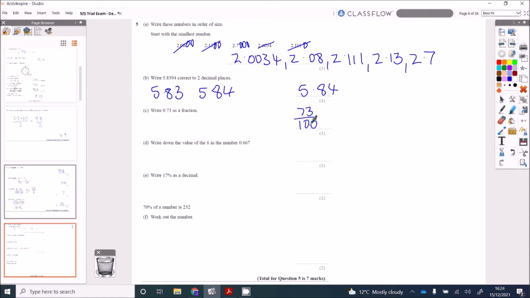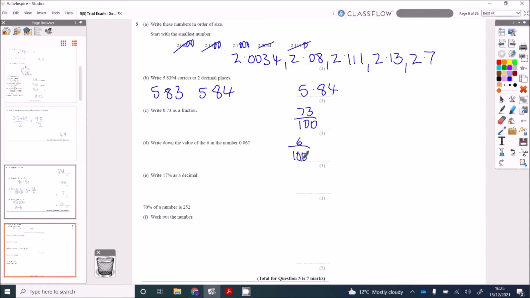Now part D, write down the value of the 6 in the number 0.06. So that's 6 in the hundredths column. Okay, so you can either write 6 hundredths or you can write 6 over 100. What you can't do is write down 0.06.